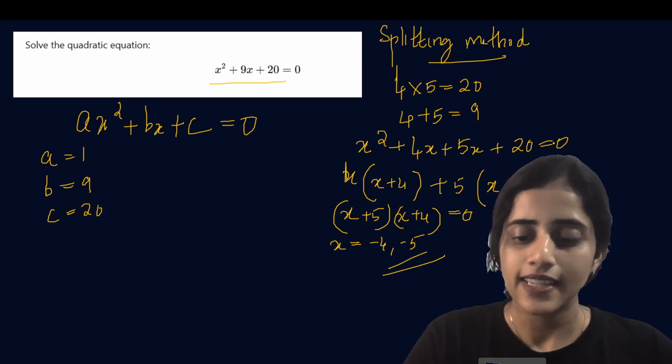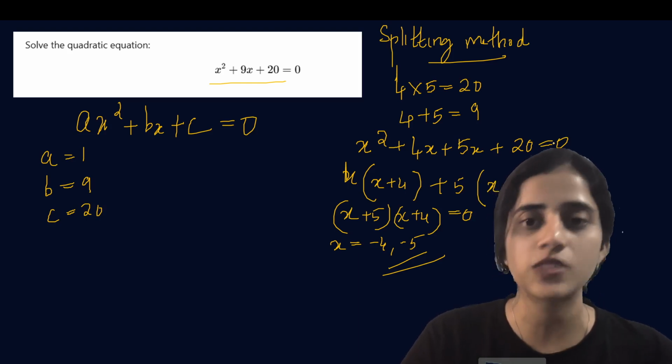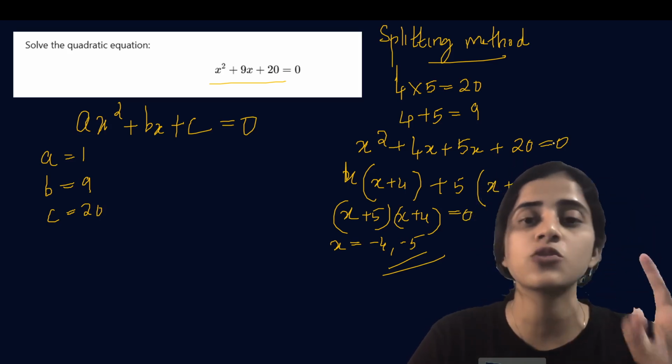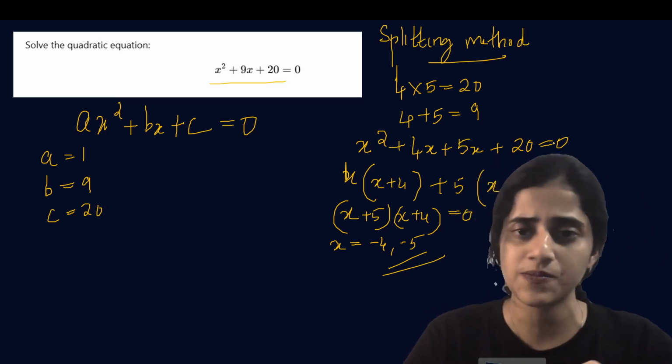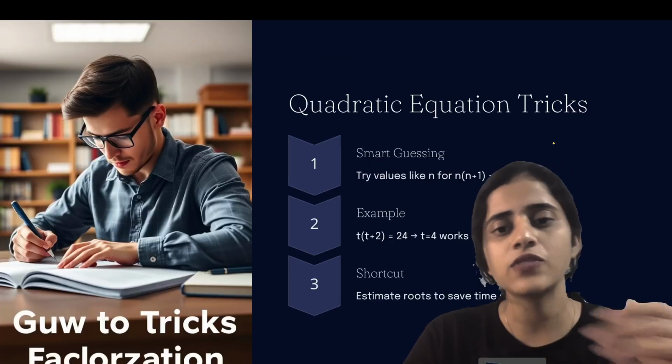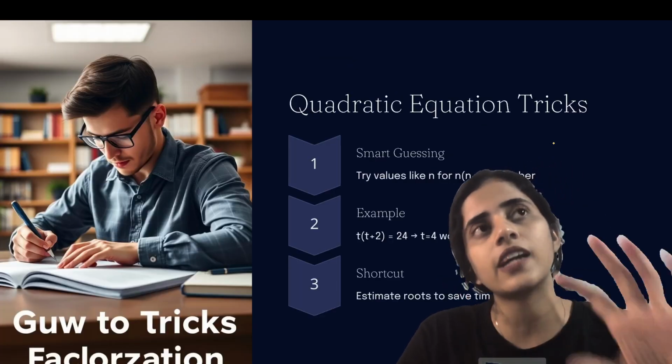Okay? Is this clear to all of you? I hope this is clear to all of you. So this is the first thing that you need to know in physics to solve quadratic equations. And you should be fast. Okay? I've just done it slowly because I've done all the steps.